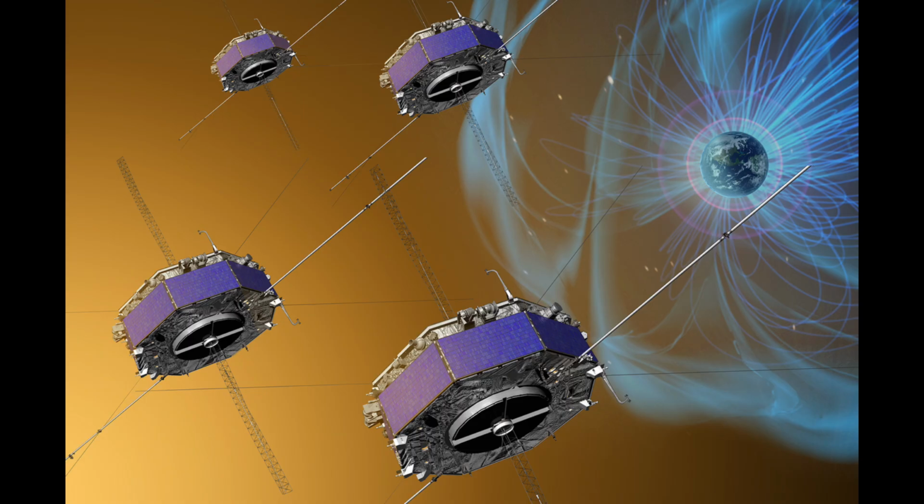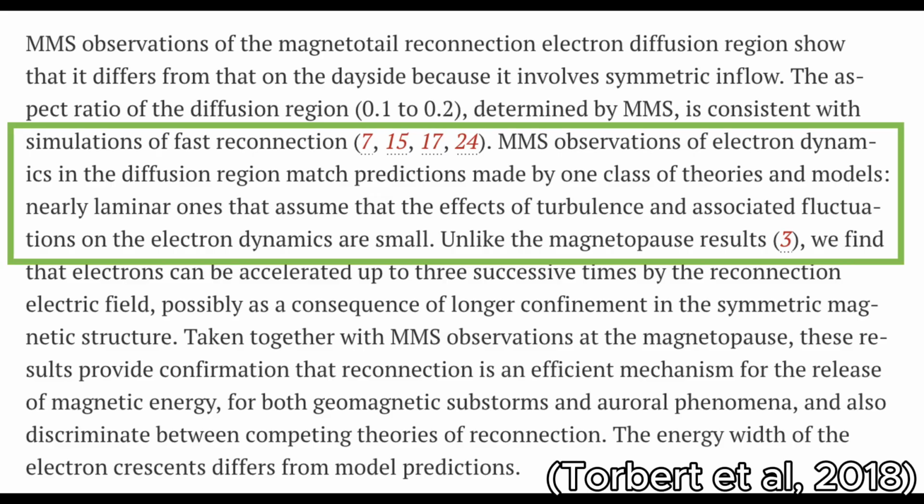In a paper by Torbert et al., the authors state, "MMS observations of electron dynamics in the diffusion region match predictions made by one class of theories and models, nearly laminar ones that assume that the effects of turbulence and associated fluctuations on the electron dynamics are small." So that's it. Problem solved, right? Well, not exactly.